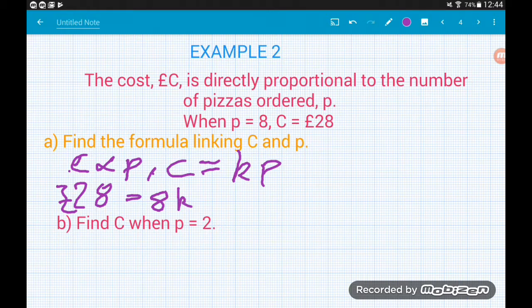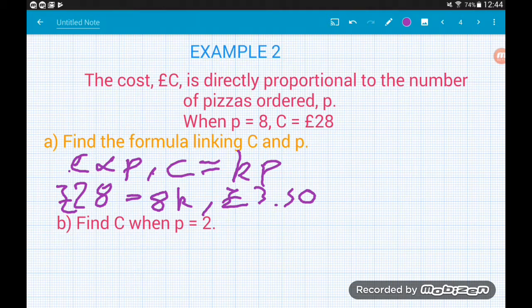So here, K is the cost of a single pizza. If we order 8 pizzas and they all cost the same amount of money, then the total cost is going to be 8 times the price of a single pizza, as we have here on the right hand side. So then to find the value of K, divide both sides by 8. Now 28 divided by 8 is 3.5. In terms of money then, that's £3.50. So K here is equal to £3.50.